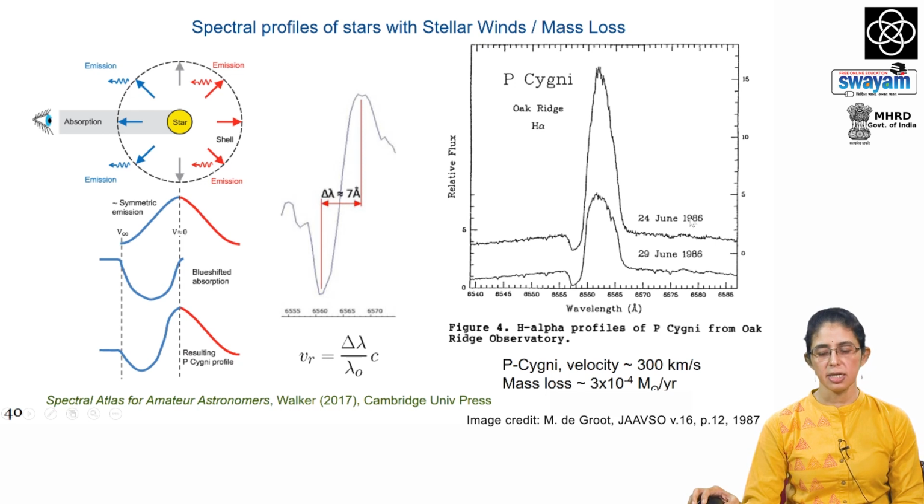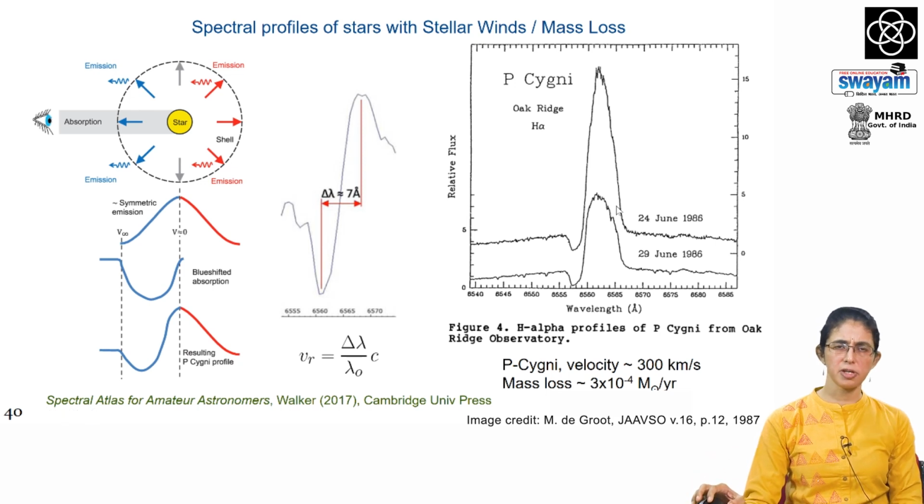What is shown on the right hand side are the H alpha profiles of the star P Cygni at two different times. One can clearly see the emission features and the blue shifted absorption features. The fact that the P Cygni profile is changing with time would suggest that the stellar wind, or mass loss, is also changing from the star as a function of time. For instance, for P Cygni, the velocities were found to be 300 kilometers per second with a mass loss of roughly 3 times 10 to the power minus 4 solar mass per year.